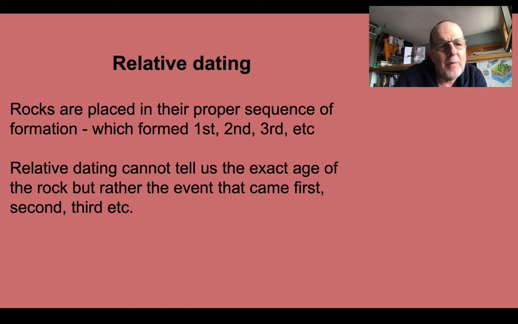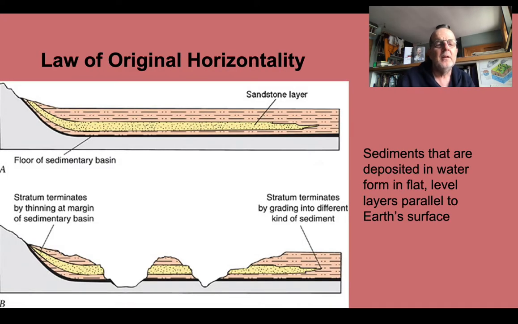Relative dating, well, rocks are placed in their proper sequence of formation, which formed first, second, third, etc. Relative dating cannot tell us the exact age of the rock, but rather the event that came first, second, third. The first law of relative dating is the law of original horizontality. Sediments that are deposited in water form in flat, level layers parallel to the Earth's surface. This allows us to say that the bottommost layer of horizontally bedded rocks will be the oldest.